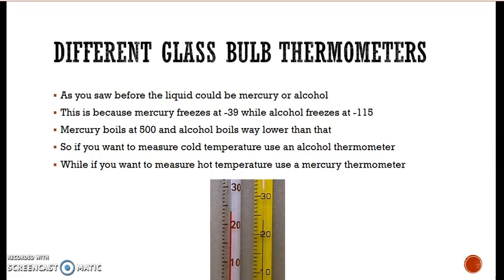Mercury freezes at very low temperatures, and alcohol freezes at even lower temperatures. So that means that we could measure low temperatures with alcohol, but we can't with mercury because it will just freeze. And we can't measure high temperatures with alcohol because it will just boil. But we can use mercury because it won't boil.